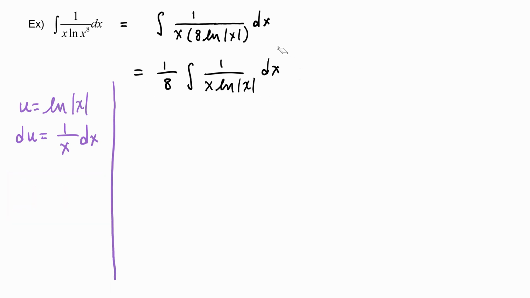So we can reorganize our integral a little bit, and it's equal to 1/8 times the integral of 1 over natural log absolute value of x times 1 over x dx. Now we're ready to do the substitution into the u variable. We have this constant of 1/8 out in front, and that's going to come right down and stay a constant of 1/8.